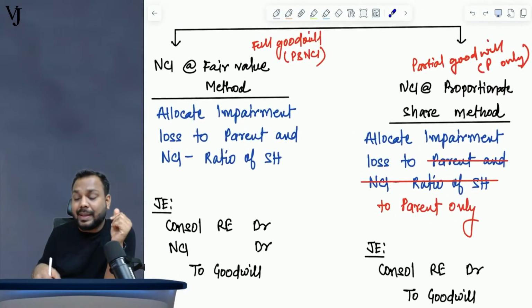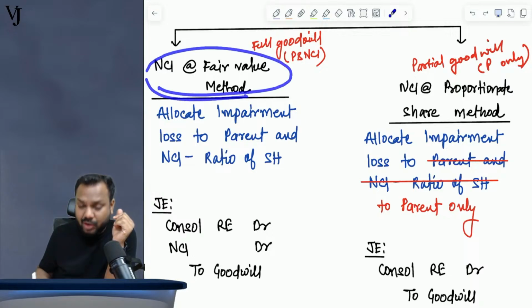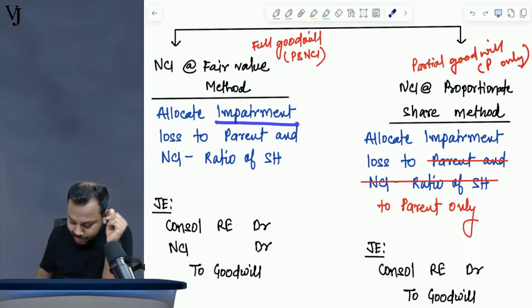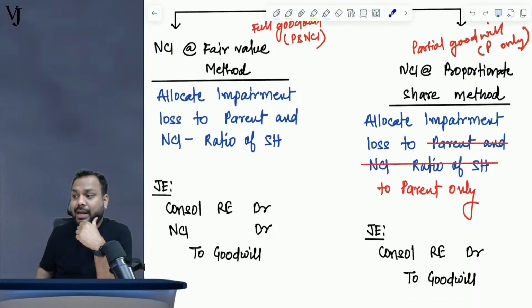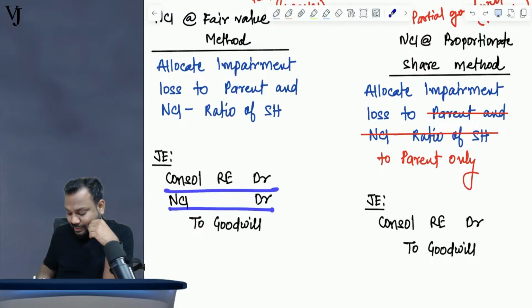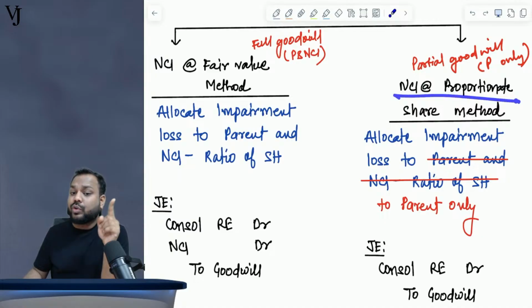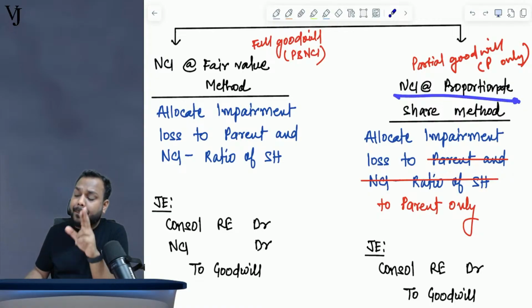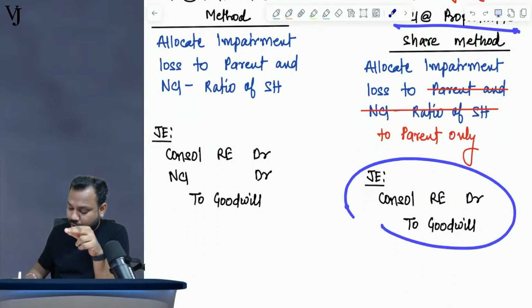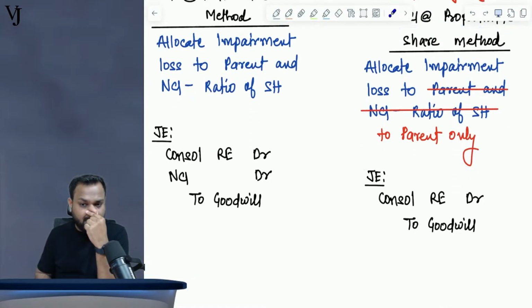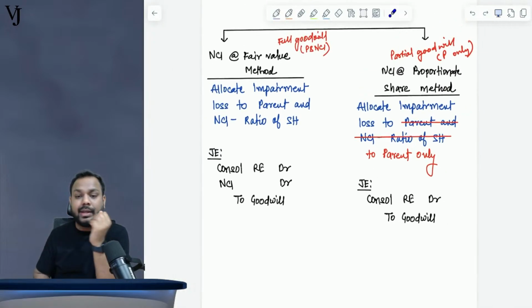Now, if goodwill is impaired and NCI was at fair value method, you allocate the impairment loss to parent and NCI both in the ratio of their shareholding, that is consol RE account debit, NCI account debit to goodwill. But if NCI is at proportionate share method, goodwill was only for parent. So any impairment loss will also be for only parent. That is consol RE account debit to goodwill. I believe you are understanding this perspective.